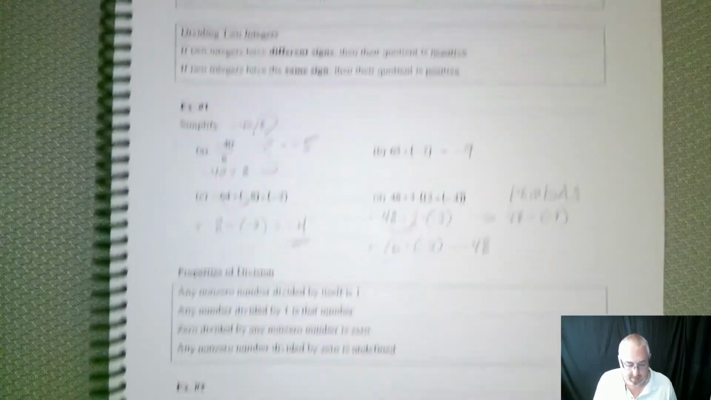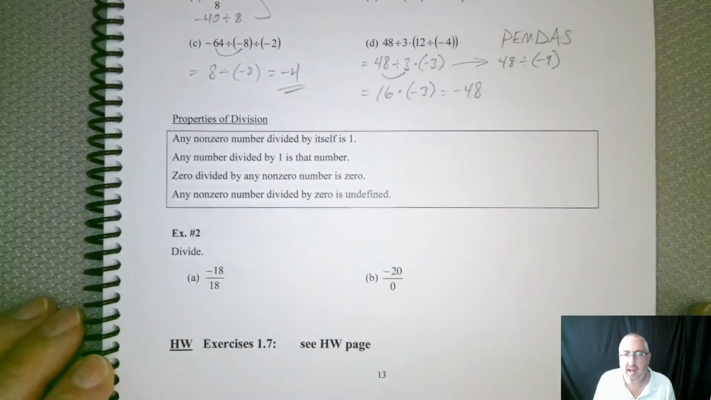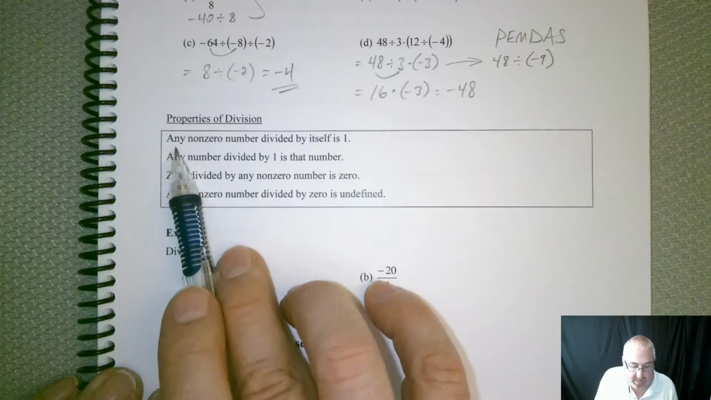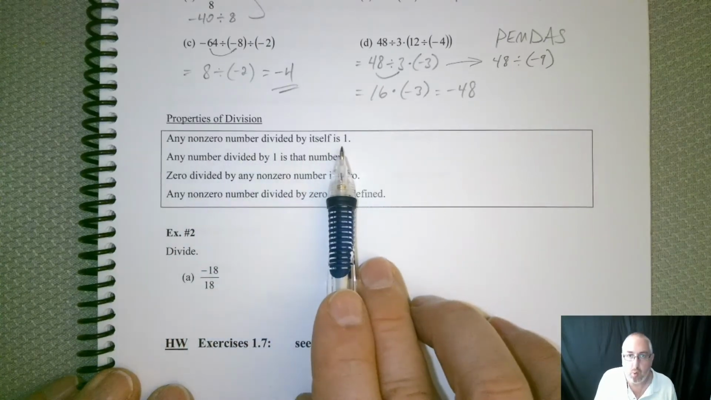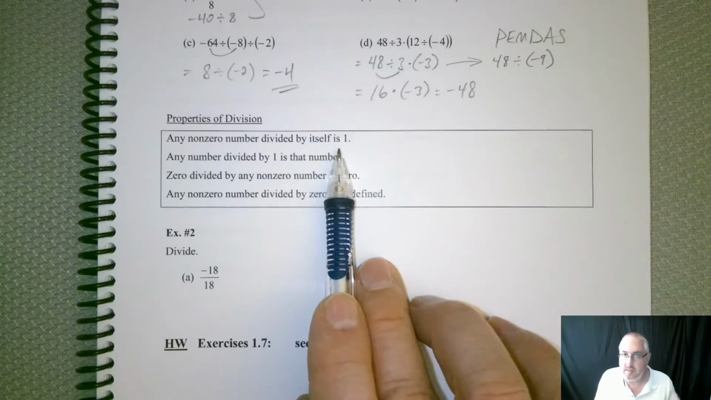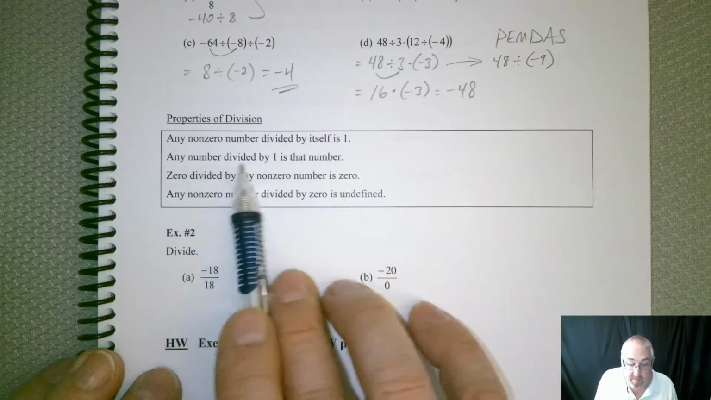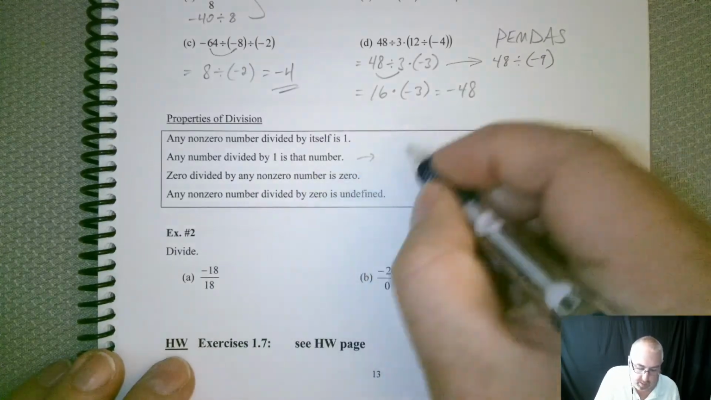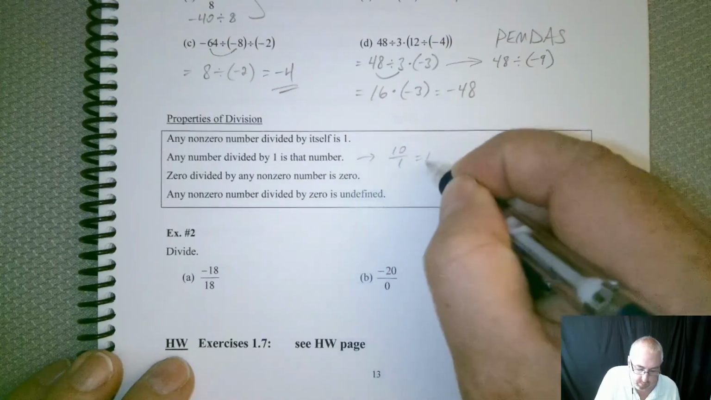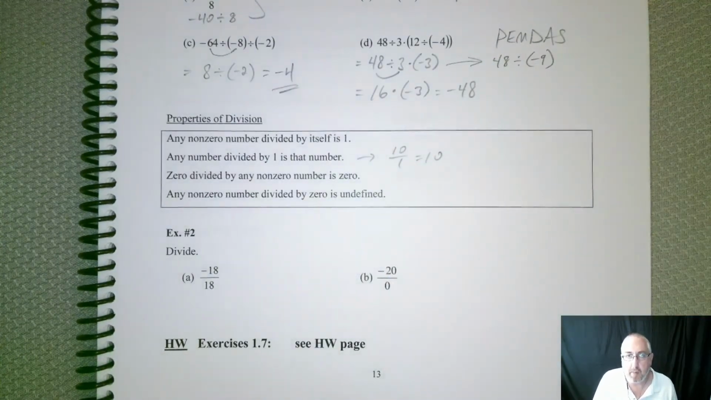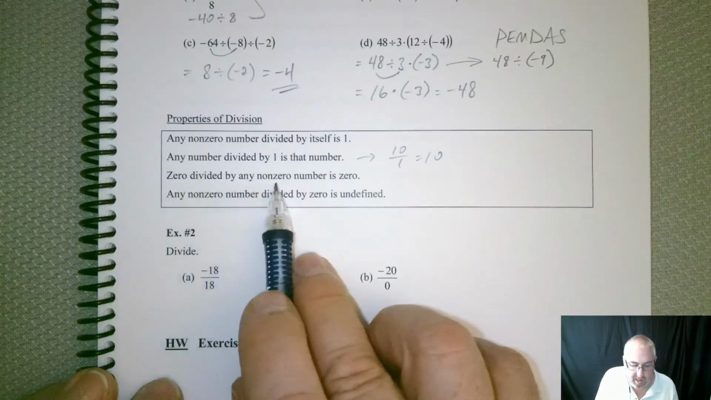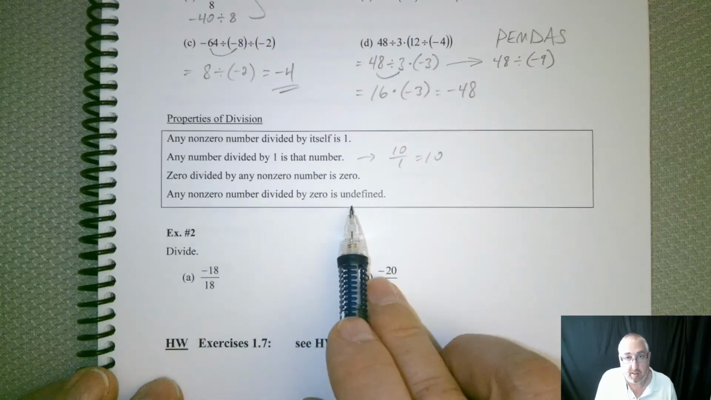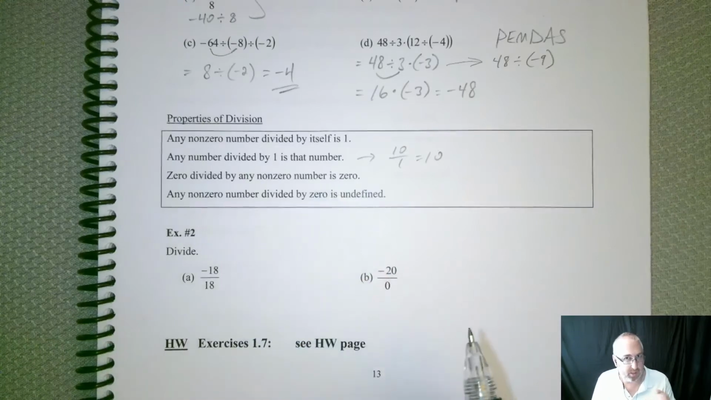All right, let's wrap up the rest of this, which is just some properties that you should probably know. You've probably seen them and used them before. There's 4 of them. Any non-zero number divided by itself is 1. Any number over itself. Any number divided by 1 is that number, so something like 10 over 1 equals 10. That's a pretty common rule. 0 divided by any non-zero number is 0. Any non-zero number divided by 0 is undefined. So when it involves 0, we got to be careful where it's located.